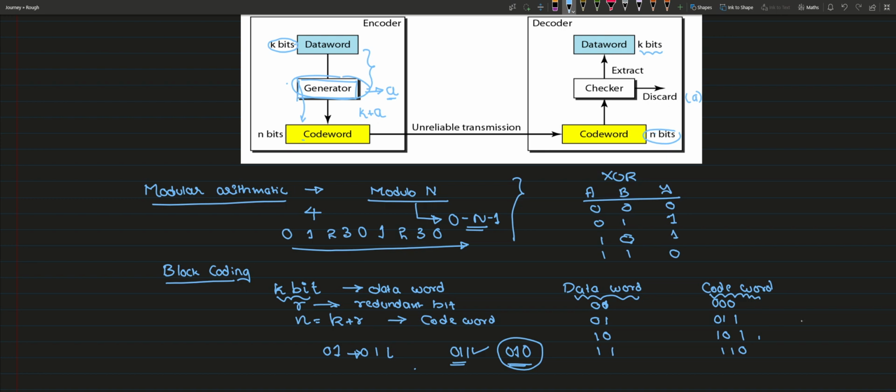See here, we have only 4 valid code words. So for example, if you receive something like 001, then this is not a valid code word. In the same way we don't have 111. If such a combination is received, then we can say it is an invalid combination.